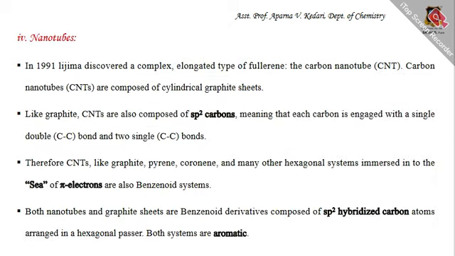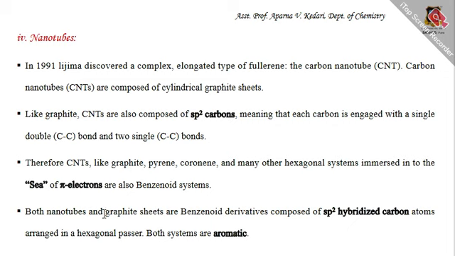The next is nanotubes. In 1991, Iijima discovered a complex elongated type of fullerene, the carbon nanotubes. Carbon nanotubes are composed of cylindrical graphite sheets. Like graphite, carbon nanotubes are also composed of sp2 carbon, meaning that each carbon is engaged with a single carbon-carbon double bond and two carbon-carbon single bonds.